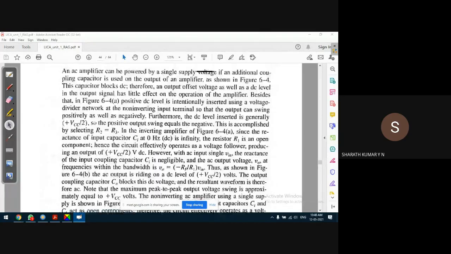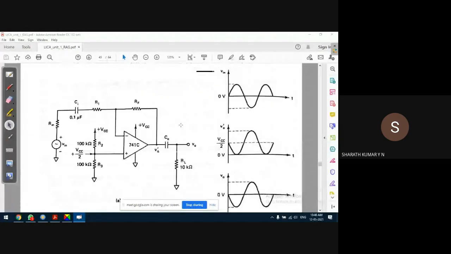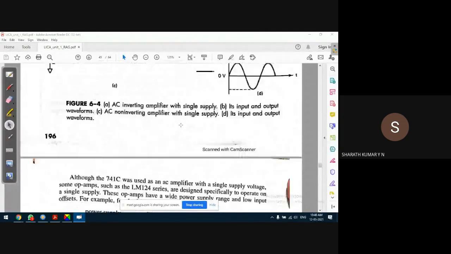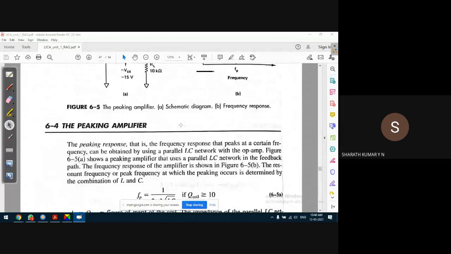Okay, this is the AC amplifier with single supply. I'm not sure whether this is necessary to be discussed.